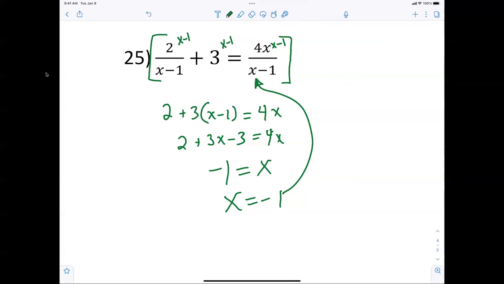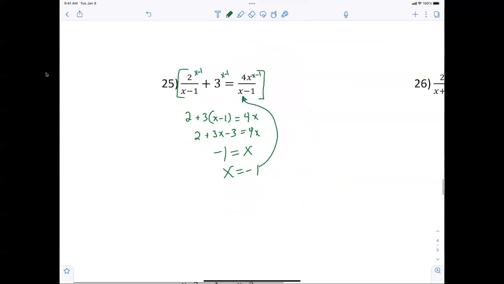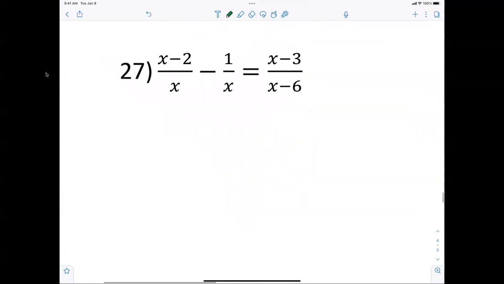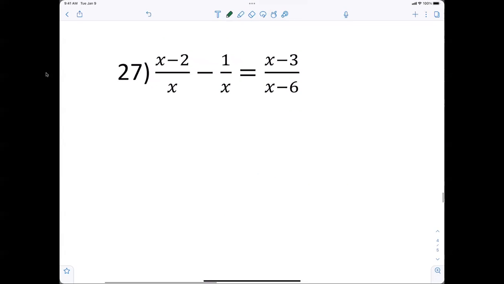You good now? Yeah. All right, let's knock out 27. What am I multiplying by? x. Yeah, remember, these are individual quantities. So the common denominator is what?